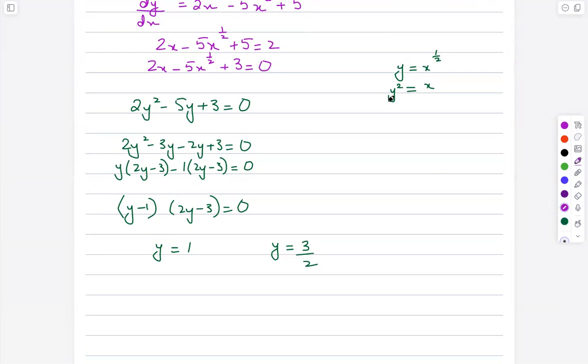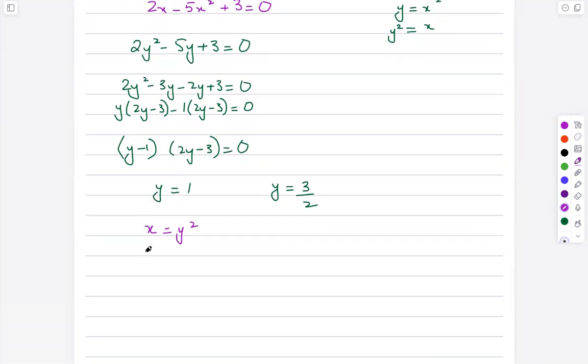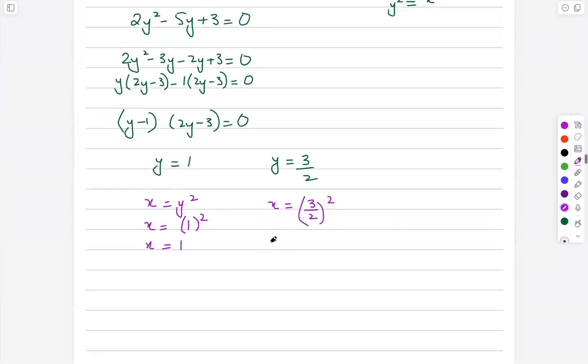Now once we have the values of y, we can find the value of x as x = y². So over here, when the value of y is 1, x = 1 squared, so x will be equal to 1. And the other value of y is 3/2, so this will become (3/2) squared. So the second value of x will be x = 9/4.